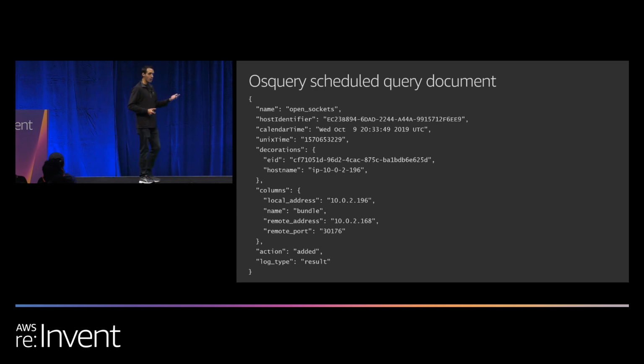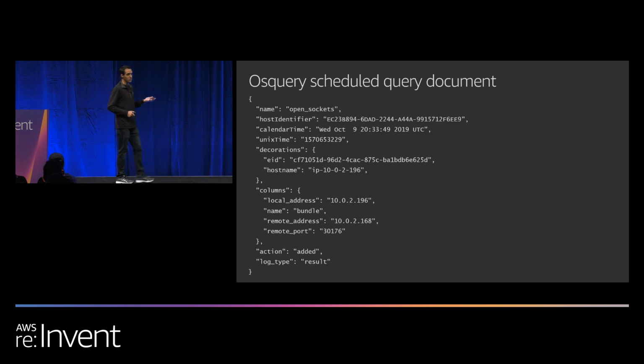So decorators allow us to add information to every single document that we receive. In this case, the host name and something called an endpoint ID. So this will be available for us in all of our documents. So now we can search it, filter it, aggregate it based on that data. And OSquery makes that very simple for us to do.